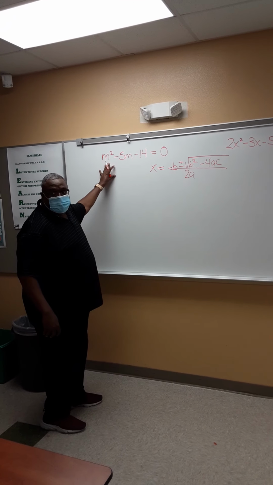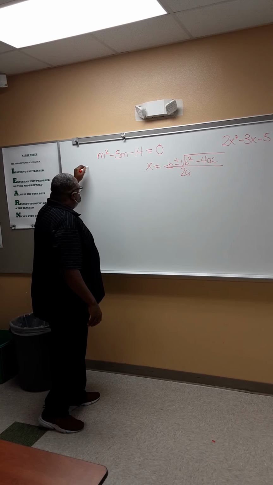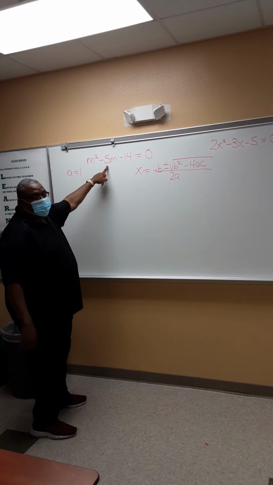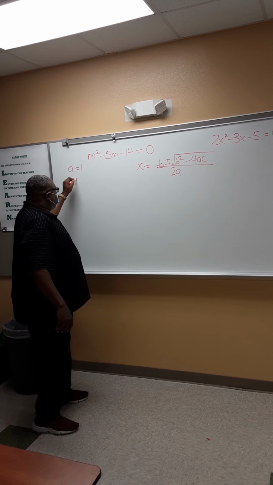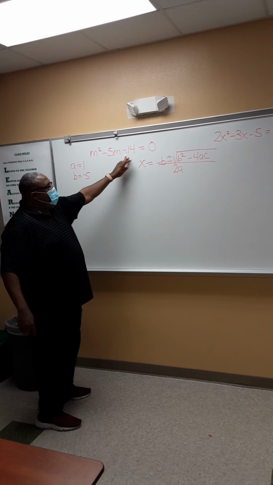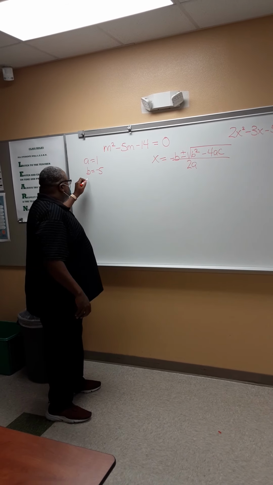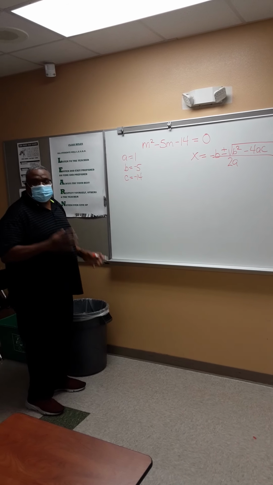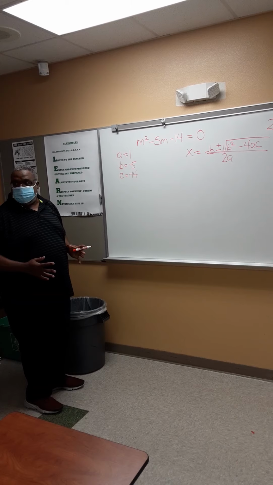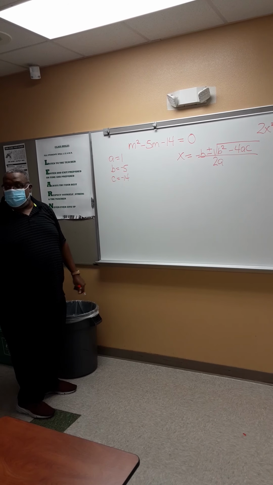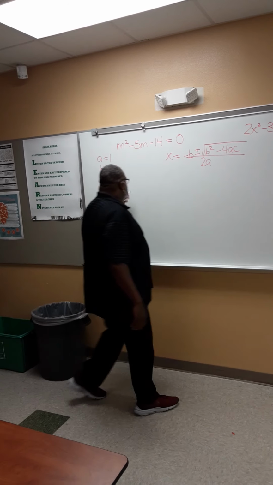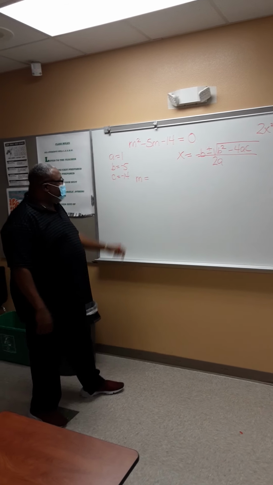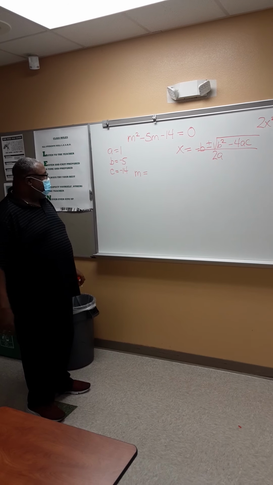So for this problem here, the number in front of m squared is your a. The number in front of the m term, that's b, and the number in front of the c term is negative 14. So now that I know what a, b, and c are, I can plug them into the formula, which is, I'm going to use m. Doesn't matter if you use x, okay? But since m is the variable of choice here, I'm going to go from there.